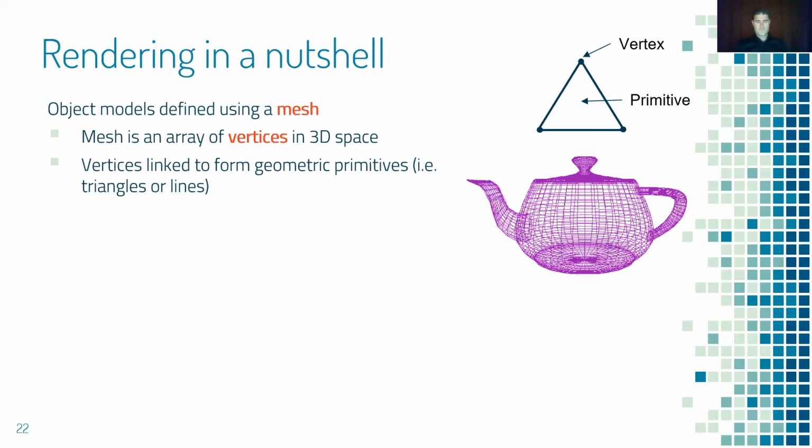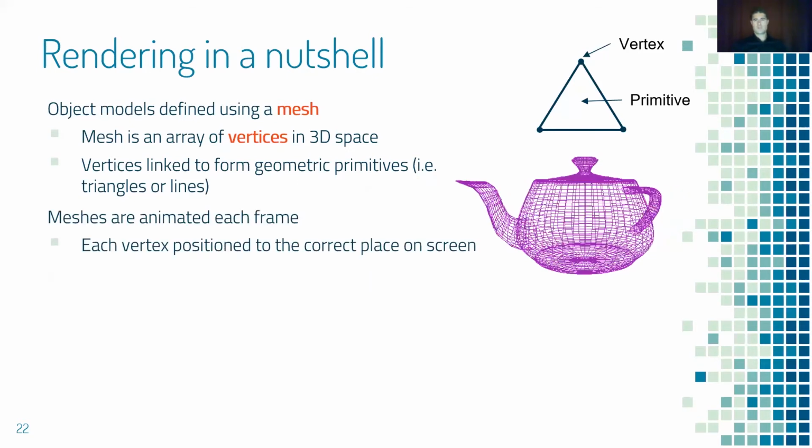The application tells the GPU what to render by specifying geometry defined using meshes. A mesh is just an array of vertices in 3D space. On the top right part of the screen, you see a triangle, which is what we call a primitive in computer graphics. Other types of primitives are lines and points. A vertex is just a point of that triangle, it determines the position of one point of the triangle. So vertices are linked to form geometric primitives like triangles or lines, but a vertex can also be just a point.